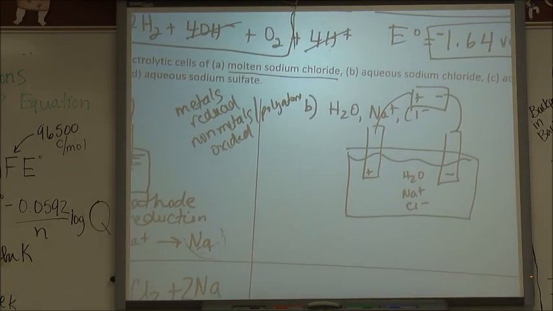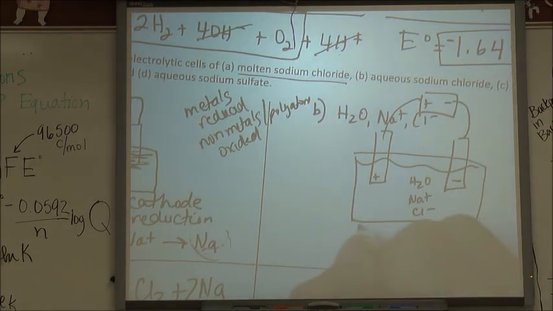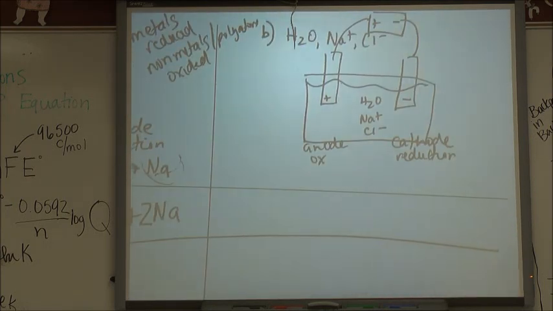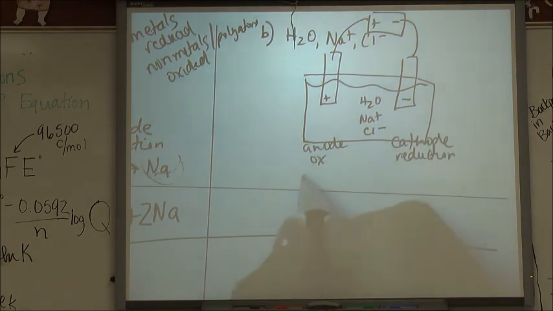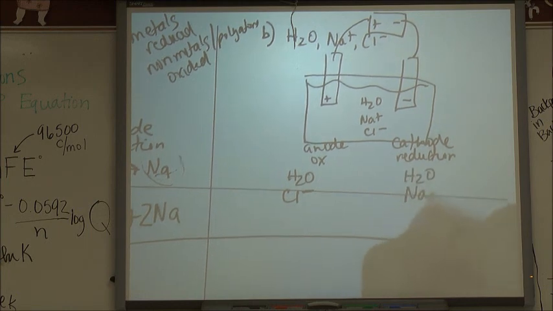So see the phrasing? Molten versus aqueous, right? Now, plus is the anode where oxidation occurs. Minus is the cathode where reduction occurs. What two things could be oxidized here? H2O or Cl minus. Cl minus, correct. What two things could be reduced? Water and Na plus.